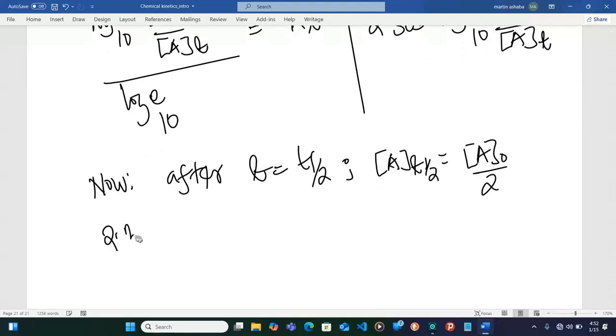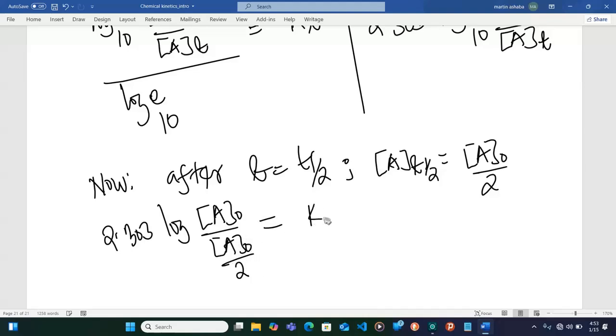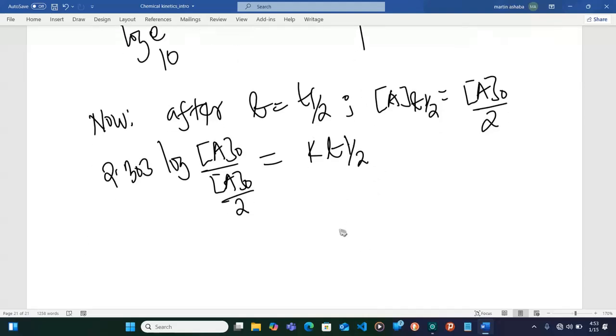I have 2.303 logarithm of the concentration of A at t equals 0 divided by the concentration of A at t equals 0 divided by 2. So this is going to give us k t a half. So we are on the journey to get this value, and this obviously will give us 2.303 logarithm of 2, and this is going to be k t a half.